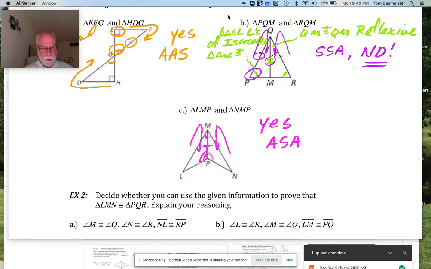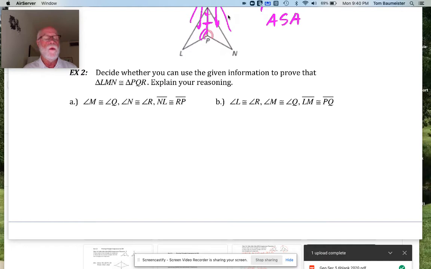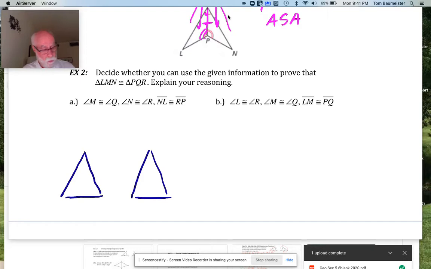And again, on this one here, it's angle-side-angle. All right, now on the last one, example 2, and these are kind of like some of your homework problems. So on this one here, it says, decide whether you can use the given information to prove that triangle LMN is congruent to triangle PQR, and explain your reasoning. So I would always tell you, if you don't have one, draw a triangle, exactly what they said. Since we're going to use the same one for both of them, just draw a triangle. It doesn't have to be perfect, and it doesn't have to look congruent. You know that they're supposed to be if it works out.